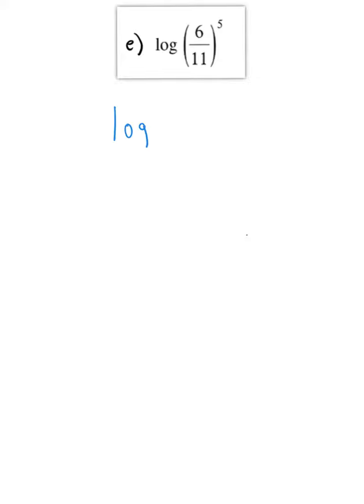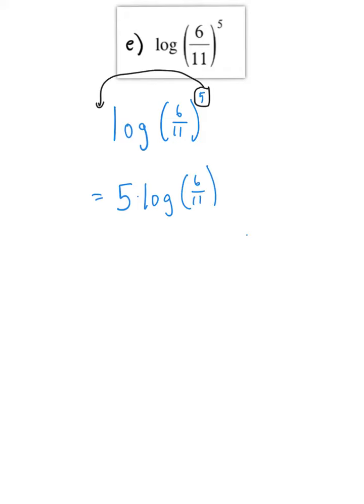So actually, let me rewrite this. Okay, so the big thing is we'll take this exponent and just rewrite it out front. Kind of take it away and rewrite it out front. And if we do that, that becomes 5 times log of 6/11. Okay, so the only other thing we can do, that 5 will just stay outside, and we'll just carry that over every step at the beginning.